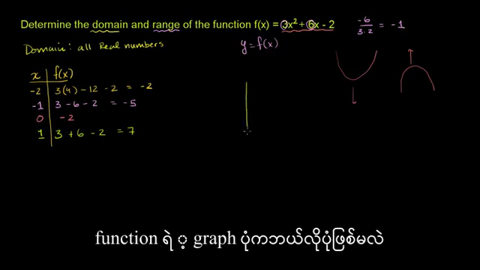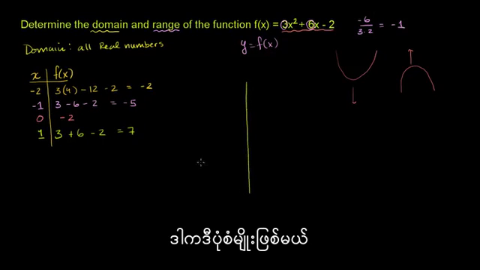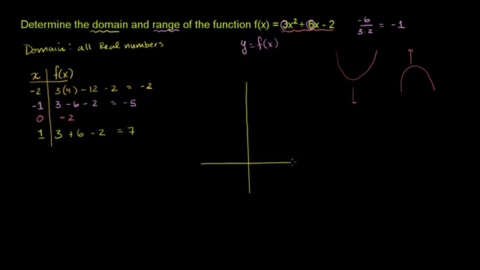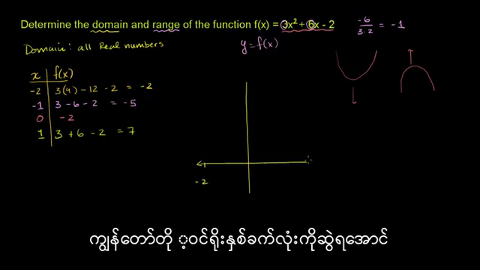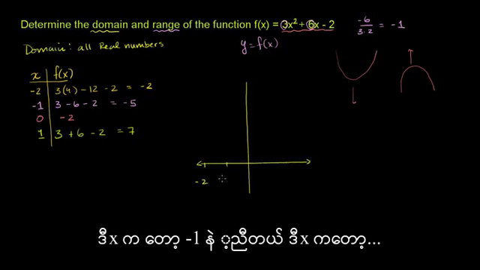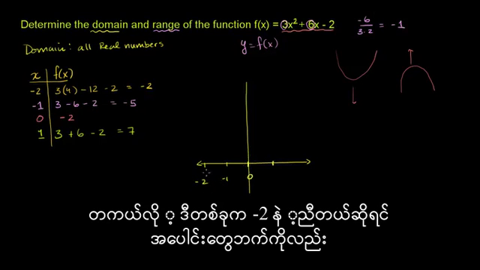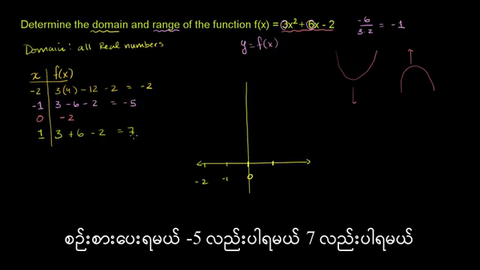what the graph of the function would look like. So it would look something like this. Let me do my best to draw it. So this is x equals negative 2. Let me draw the whole axes. This is x is equal to negative 1. This is x is equal to 0. And then this is x is equal to 1 right over there. And then we should go from negative 5 all the way to positive 7.